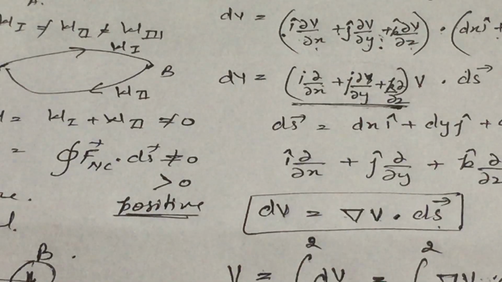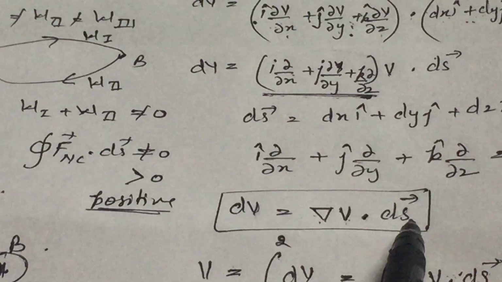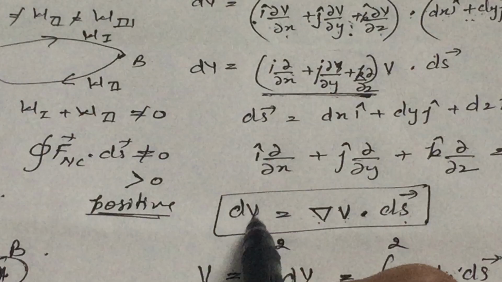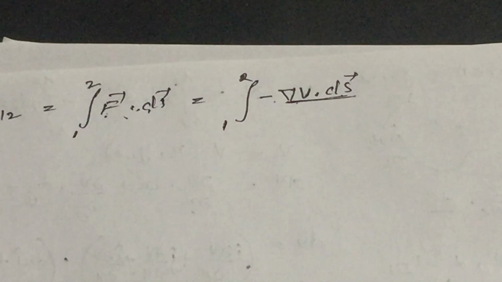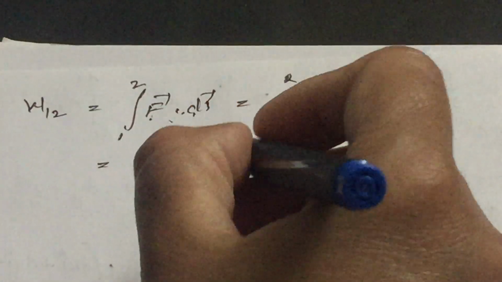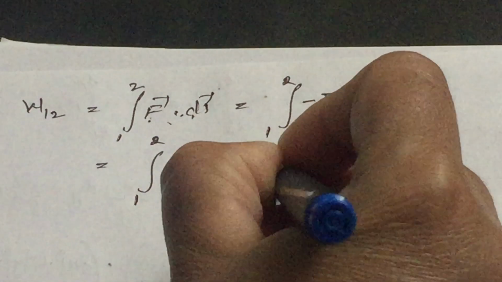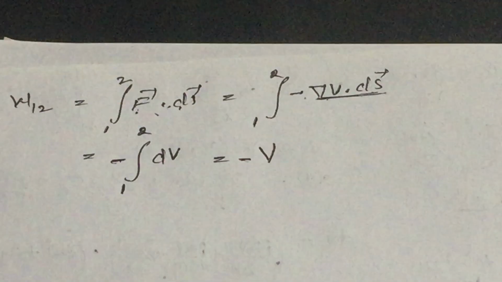From the last page we found that the gradient of V dot ds, that is displacement, is nothing but the change in potential energy. So for this whole part we can show that there is a change in potential energy, and we substitute it like that, dV from position 1 to position 2. If we integrate it, we get the potential energy, and the negative sign remains.